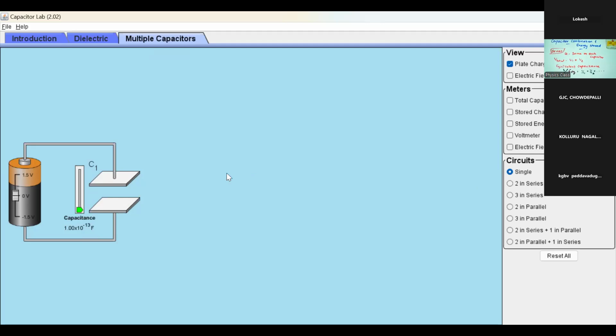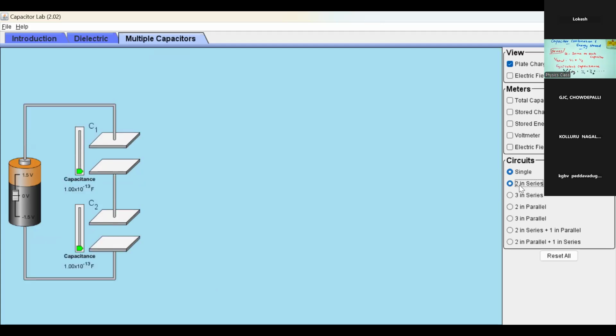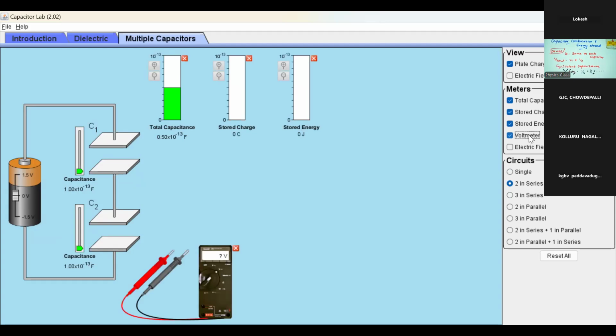We can add another capacitor in series connection with the first one. So we can choose the two in series. This is a series connection, an end to end connection. Here we can click total capacitance, stored energy, stored charge, voltmeter, like that. And this is the electric field lines between the plates.